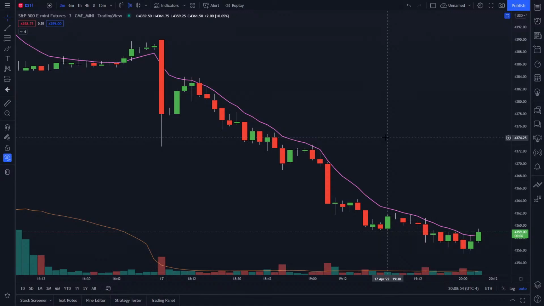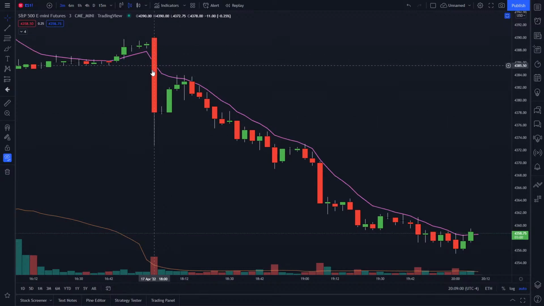So if we took a short position as we broke through, first big red candle, we're closing below the 9 EMA, then another candle closing below the 9 EMA. Now we're getting green candles.